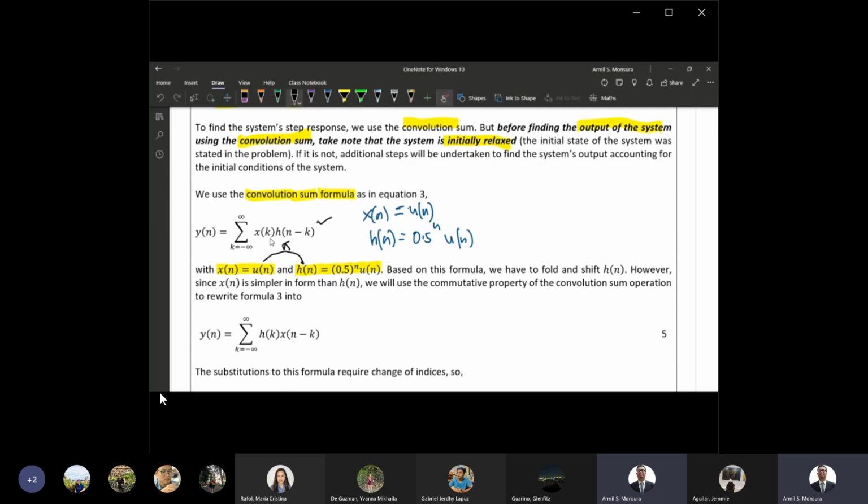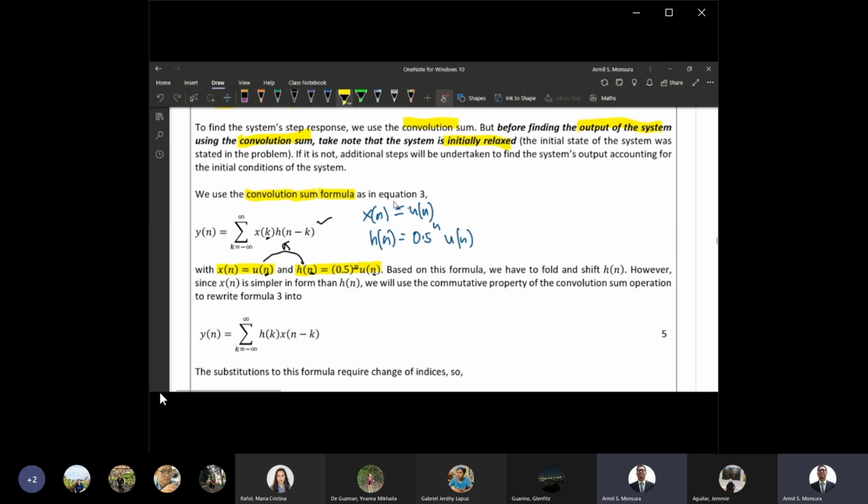Pag yung x, isa-substitute natin dito. Yung lahat ng n, gagawin natin k. While para sa h, lahat ng n, gagawin natin n minus k. Okay? So, ito, tsaka to, gagawin natin n minus k. So, ayun. So, now, ganito.